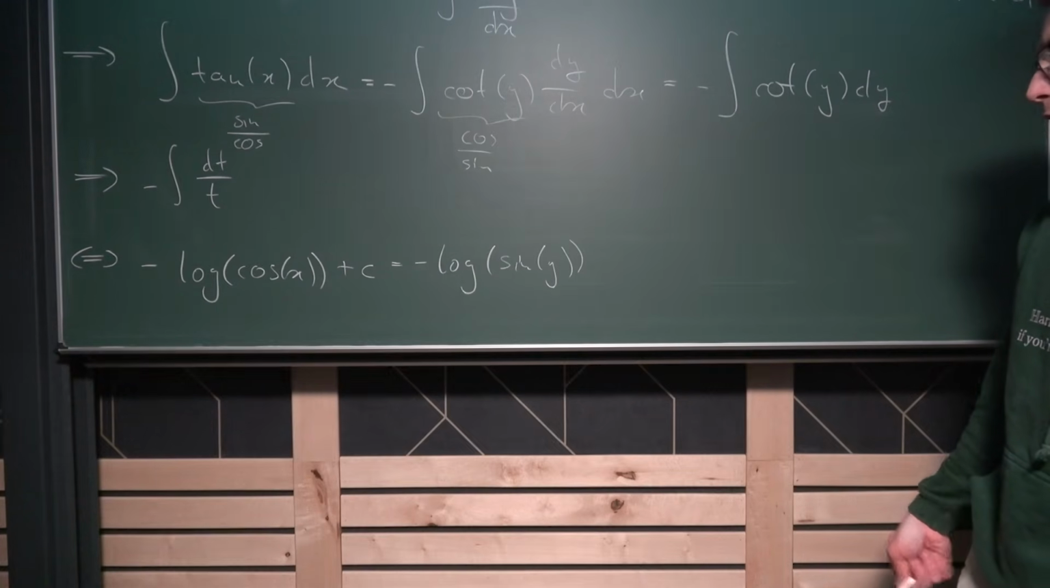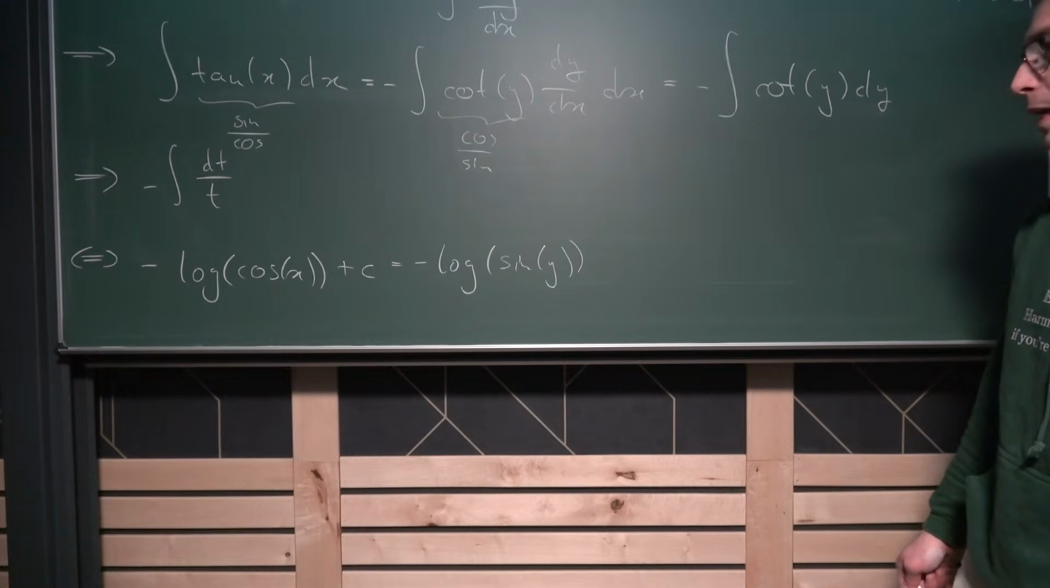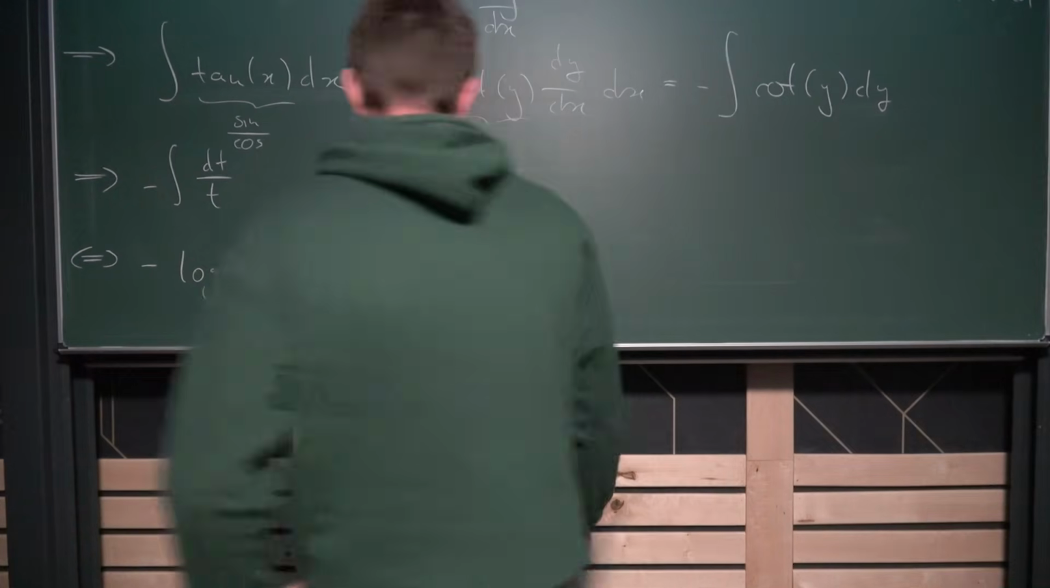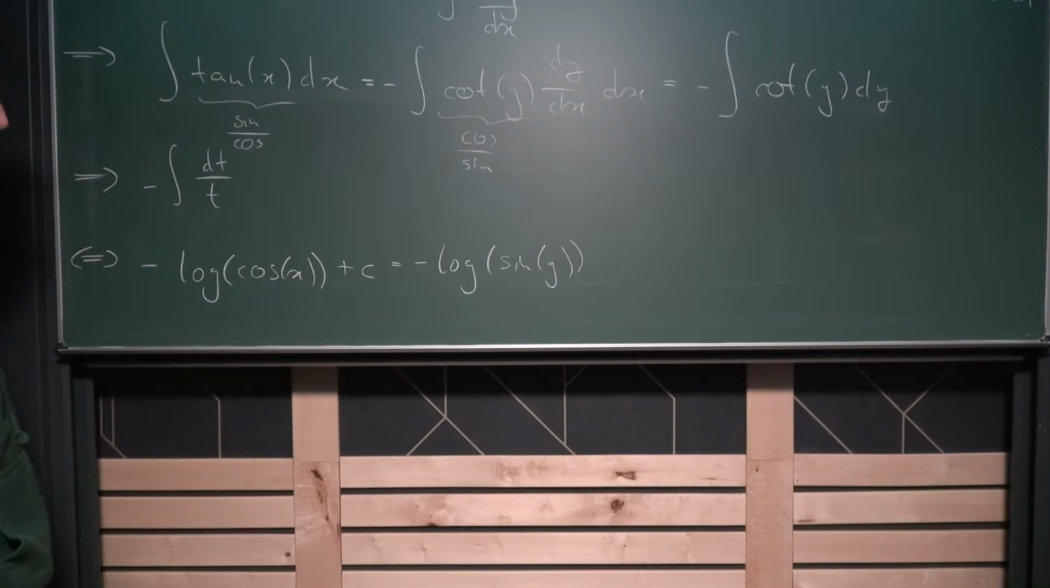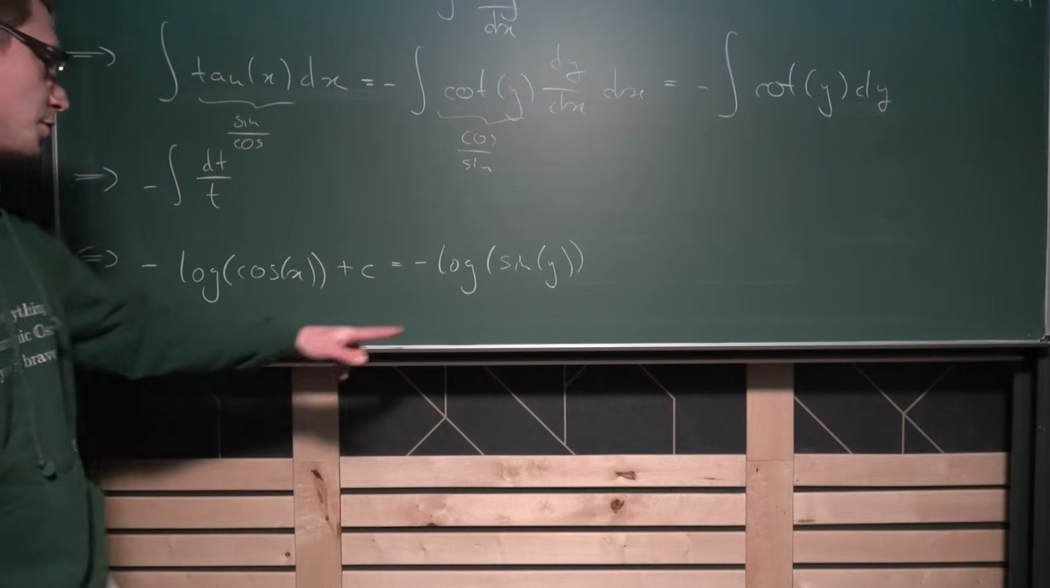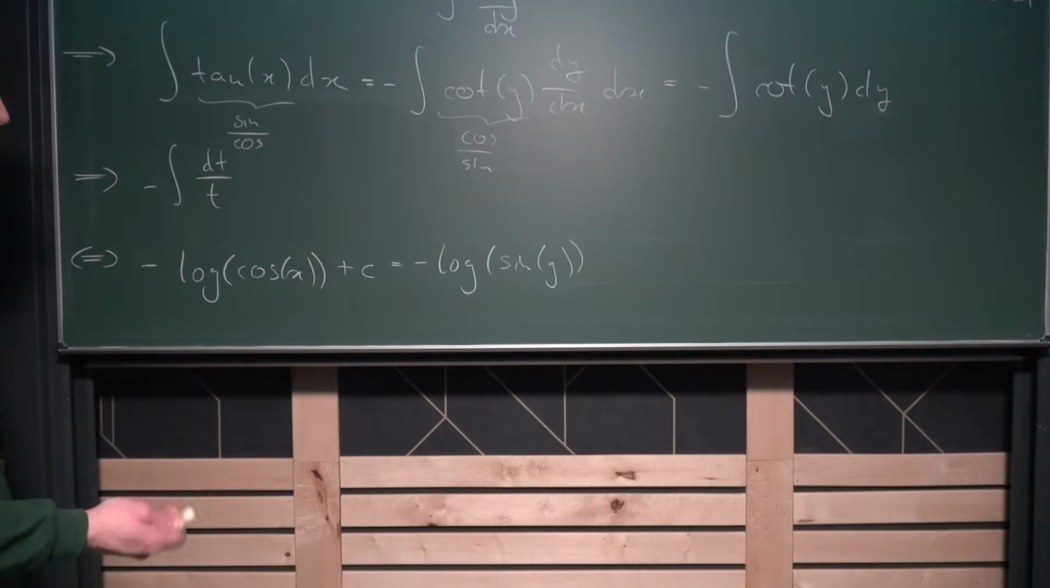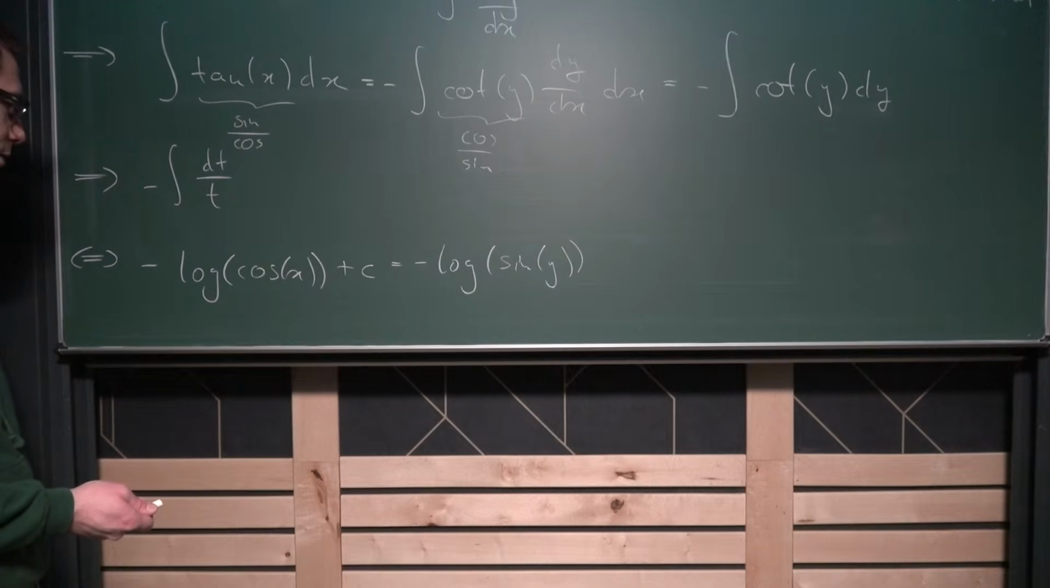What we need to do is we need to solve for y. So in order for us to solve for y, we could exponentiate both sides and then take the inverse sine.